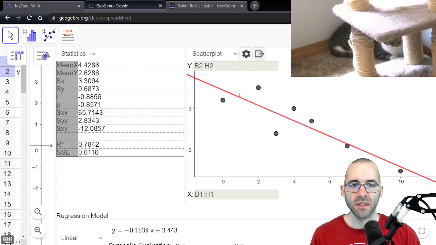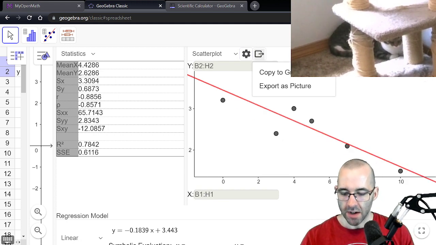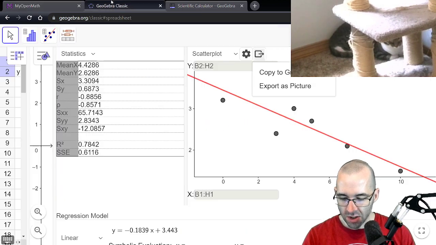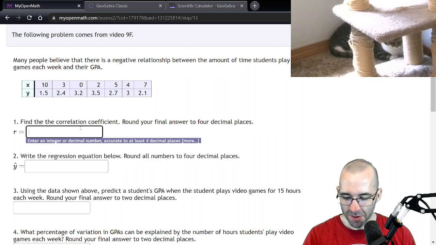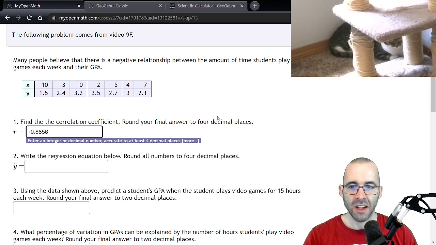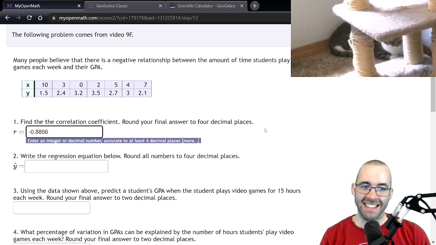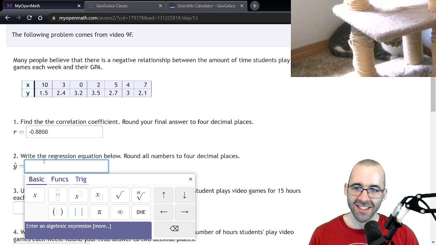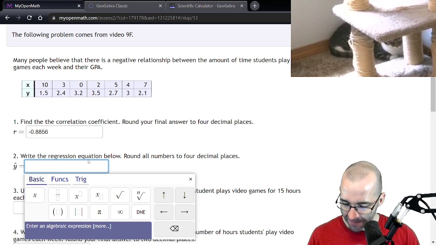and answer some questions. All right, first question, correlation coefficient, negative 0.8856, oof. Round to 4 decimal places. That is strong negative correlation. But correlation does not equal causation, so maybe you can still play video games.